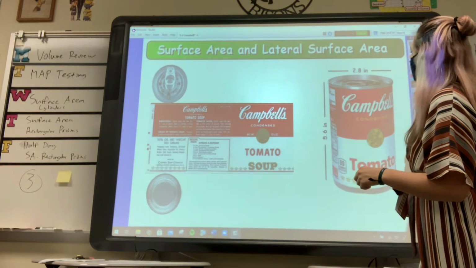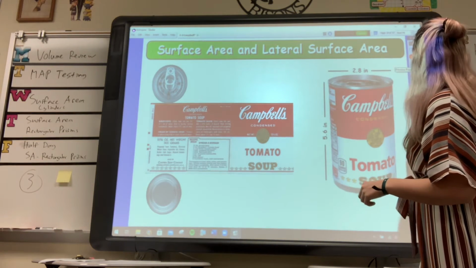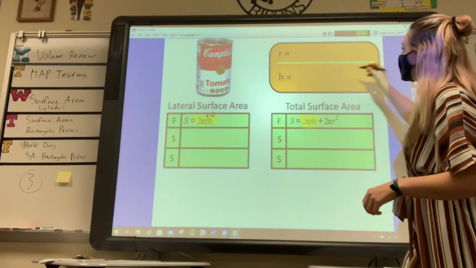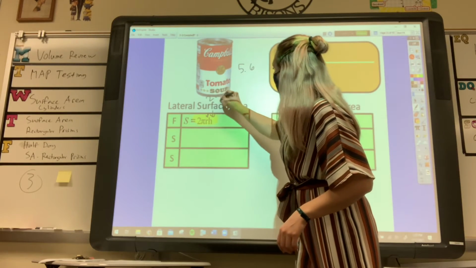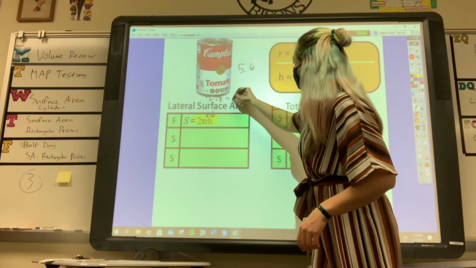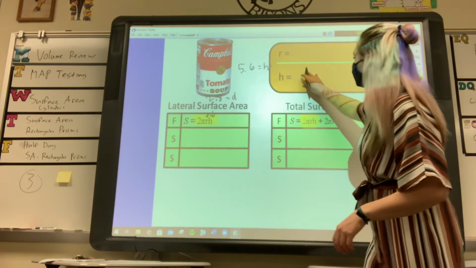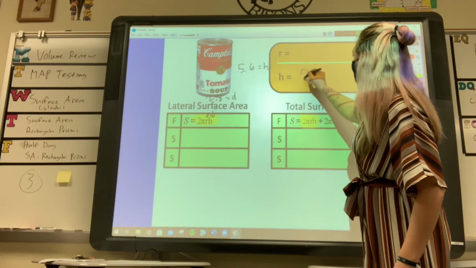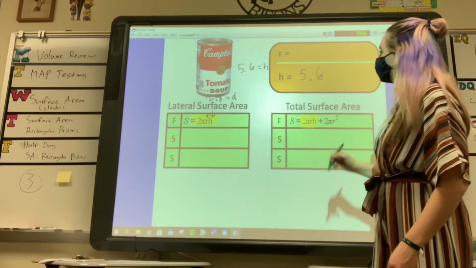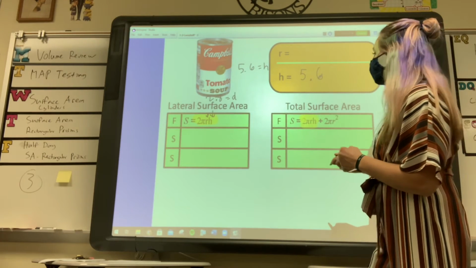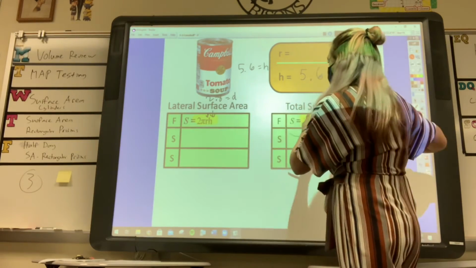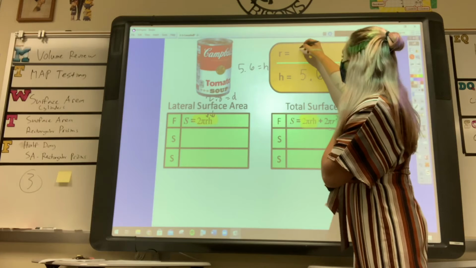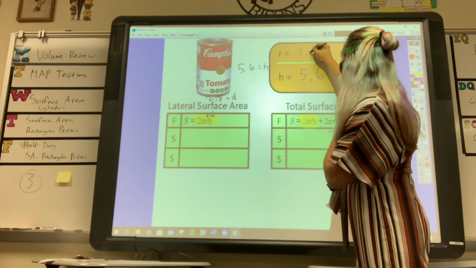So we had those numbers. I'm going to go and grab them. 2.8 and 5.6. So 5.6 and 2.8. So that's our diameter and our height. So I'm going to fill those in here. So we have 5.6 as our height, and 2.8 is our diameter, but right here we know we need radius. So we're going to have to take that and divide it by 2. So half of 2.8 is 1.4.